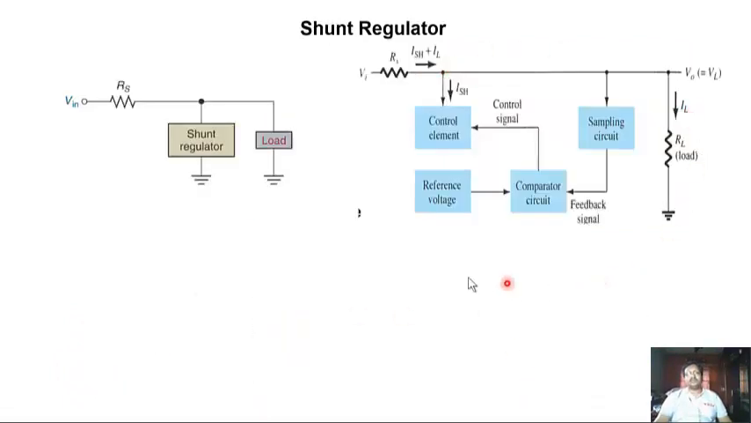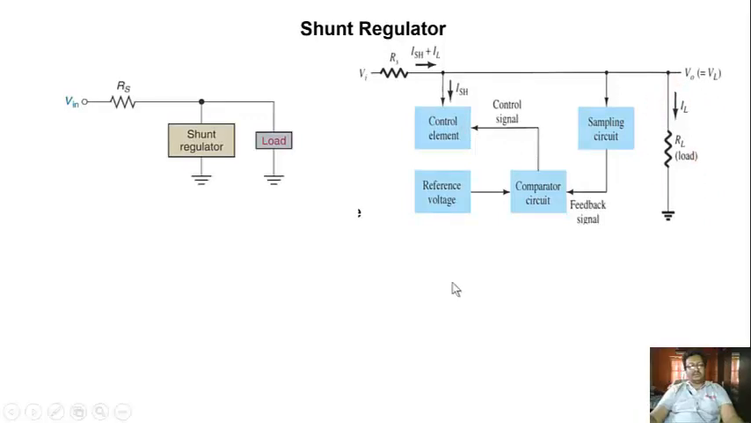This is the building block for the shunt regulator. Basically, the load current is controlled by this ISH, which is the current to the control element. If you drain more ISH, the IL current will be regulated. In a shunt regulator, the regulator is connected in parallel to the load, and the load current IL is controlled by this shunt current ISH.